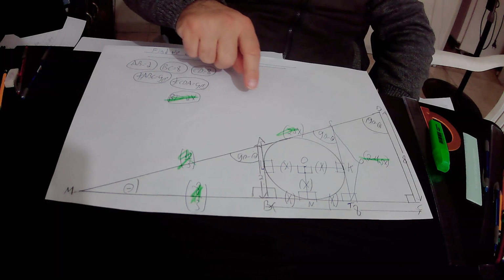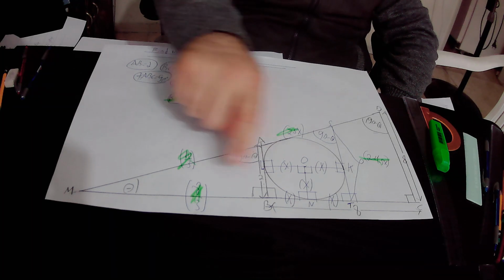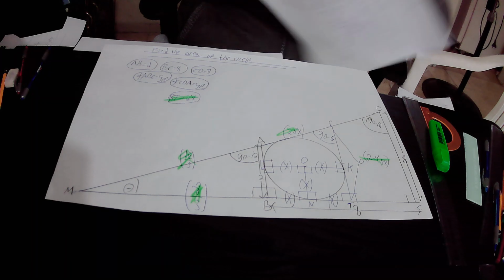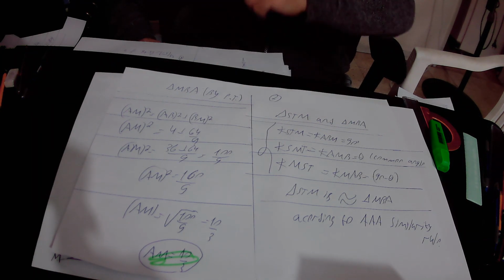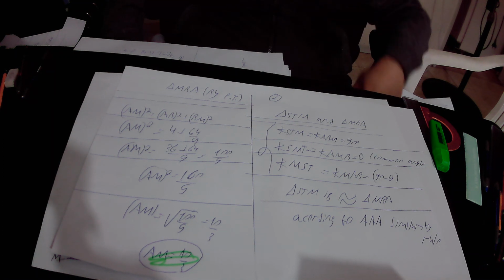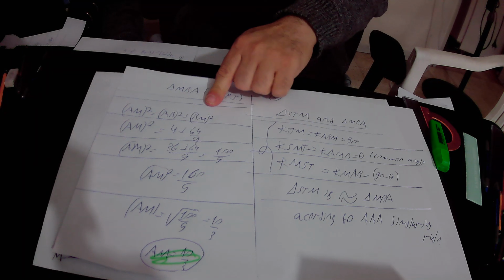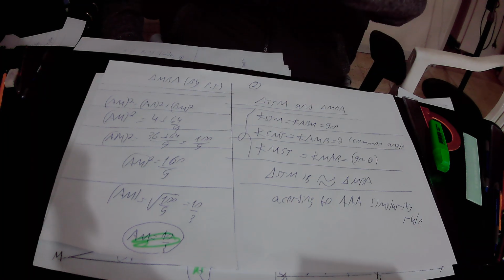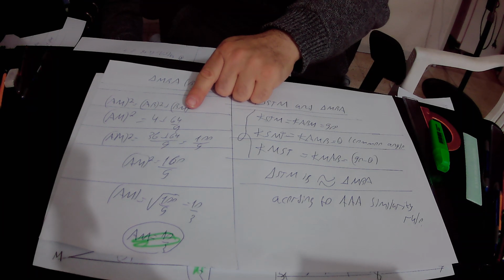According to the Pythagoras theorem, in this right small triangle MBA, AM square equals AB square plus BM square. In the right triangle MBA, AM square equals AB square plus BM square. So AM square equals AB square. AB is 2, therefore AB square is 2 squared, that is 4, plus BM square. BM is 8 over 3, therefore BM square is 8 over 3 squared, that is 64 over 9. So we found out that AM square equals 4 plus 64 over 9.